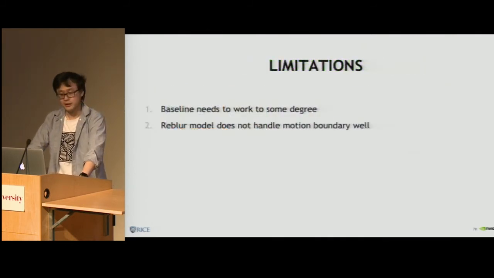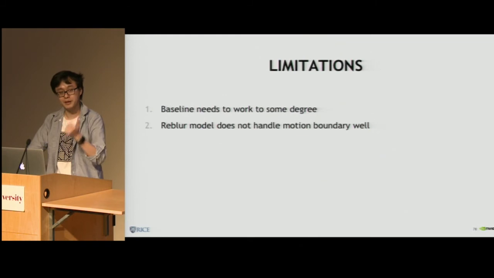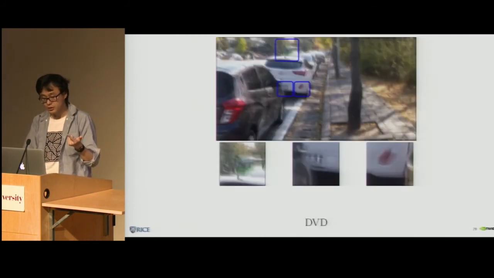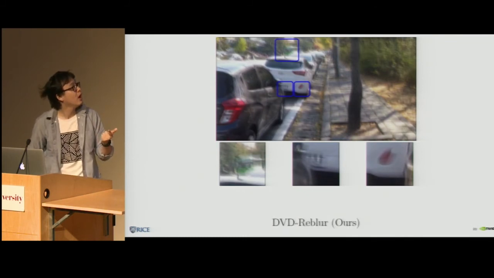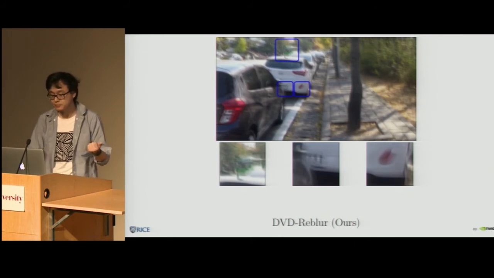Okay, so now for the limitation. There are some limitations with the proposed framework. First, the baseline network needs to work to some degree, otherwise the whole reblurring process is not that useful. And secondly, the current model cannot handle motion boundary very well. So in this example, the DVD-net baseline network does not deblur the image too much. As a result, our framework won't help that much as well.